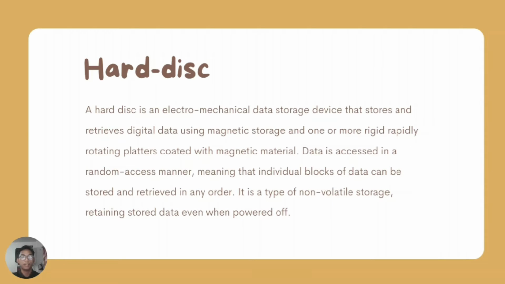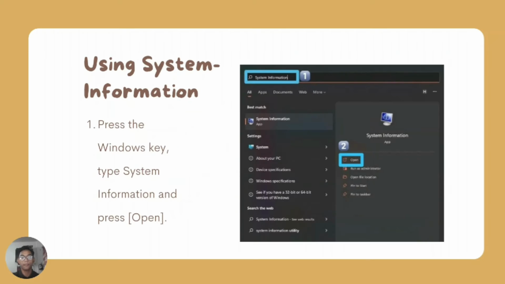And then for the next part is hard disk. A hard disk is an electromechanical data storage device that stores and retrieves digital data using magnetic storage, and one or more rigid, rapidly rotating platters coated with magnetic material. It is a type of non-volatile storage, retaining stored data even when powered off.